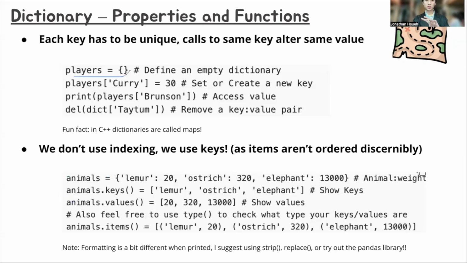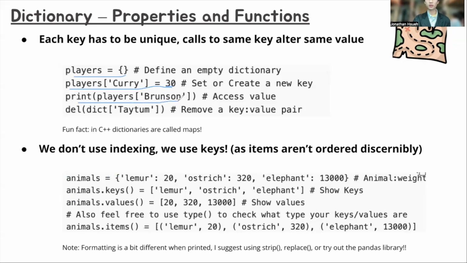So let's say we have a dictionary here. We're going to use players. And let's say we want to add a new player. Let's add Steph Curry, and we're going to add his name as the key, and then we're going to map it to a value, which is his jersey number, number 30.